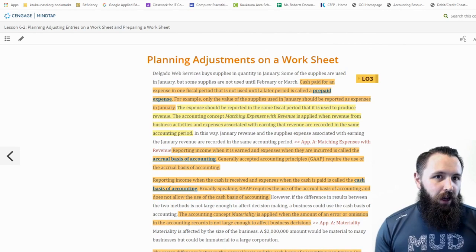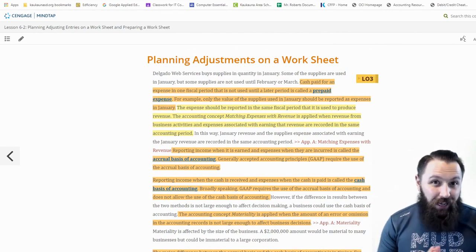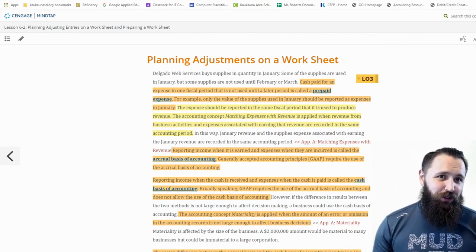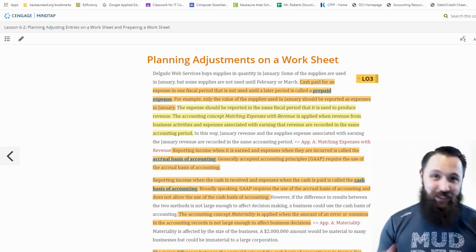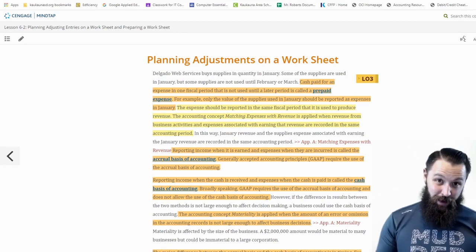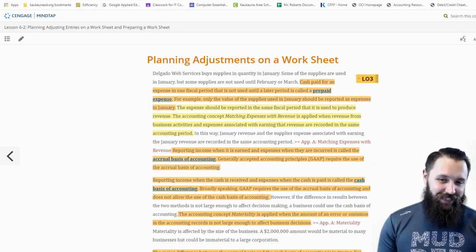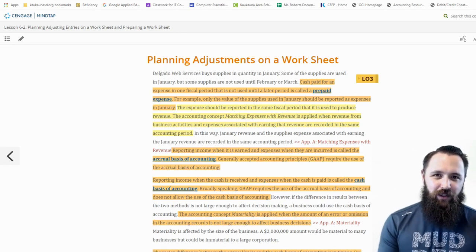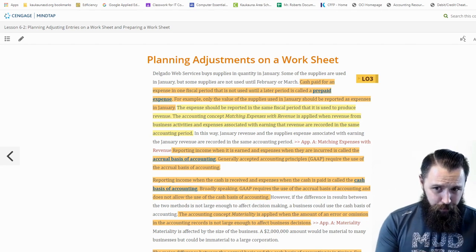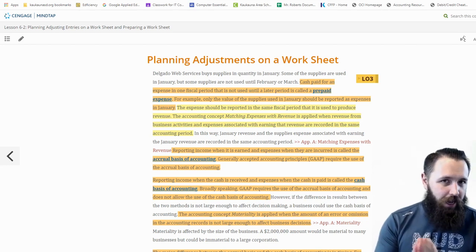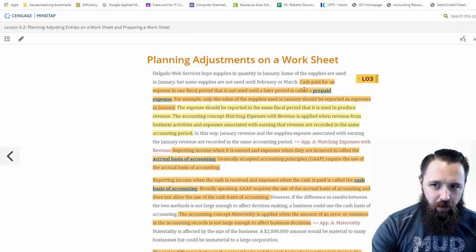Stick with me. We are going to be kind of traveling back in time to the time where we were doing T accounts and debiting and crediting. And I know that you guys remember that. It's just been a little bit. So you might have to kind of dust off those old T accounts and get back into the swing of it. But we are going to plan adjustments on a worksheet. That's what we're doing today.